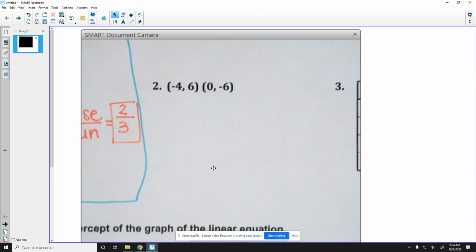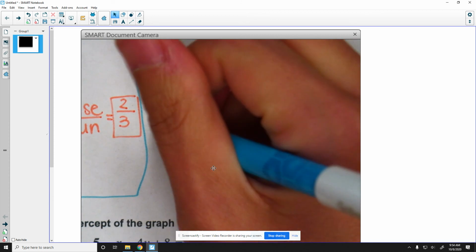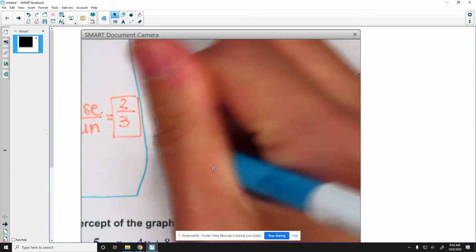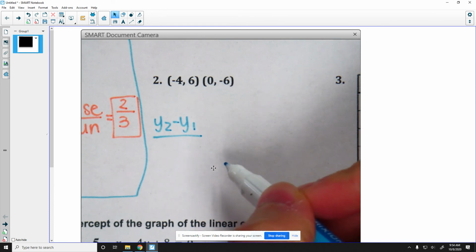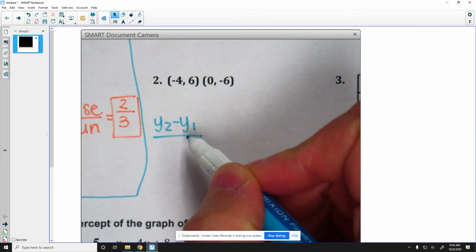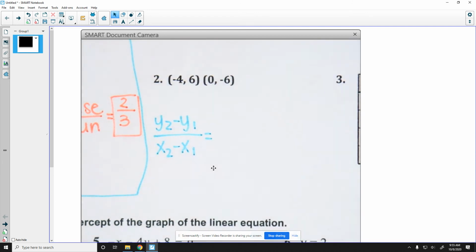All right, number 2. Now I have 2 points. Does anyone remember a formula perhaps? What do we have? Ashlyn. Good. You didn't sing it though, Ashlyn. Okay, so here's my formula. Y sub 2 minus y sub 1 divided by x sub 2 minus x sub 1. That's my formula. So when I do this, where am I getting my y's and my x's?